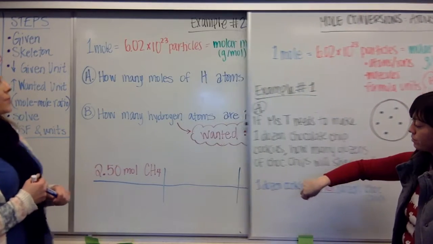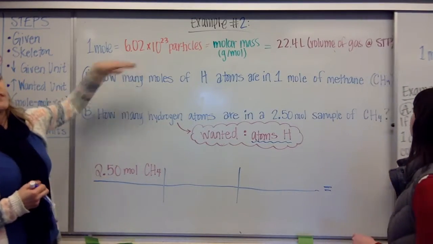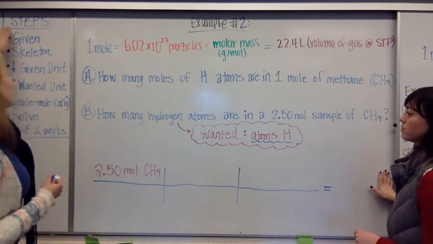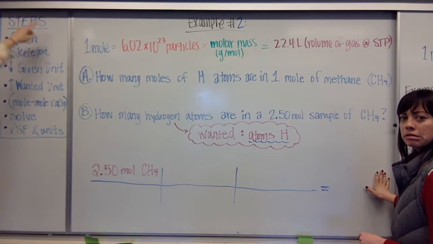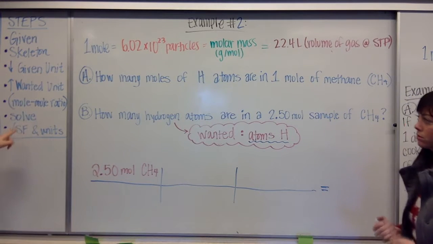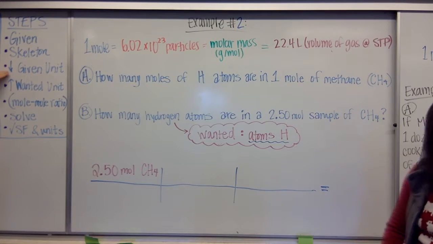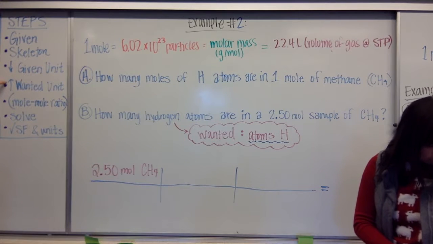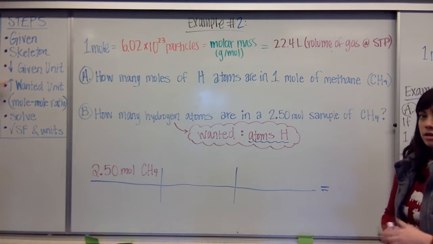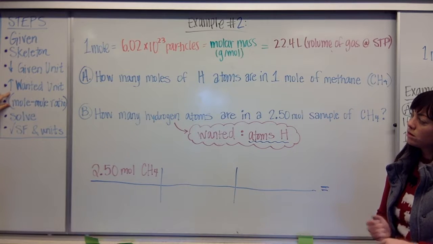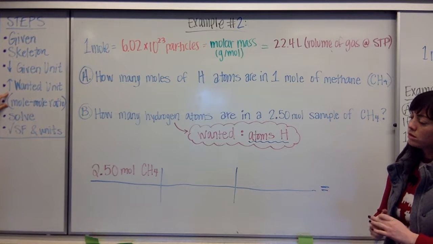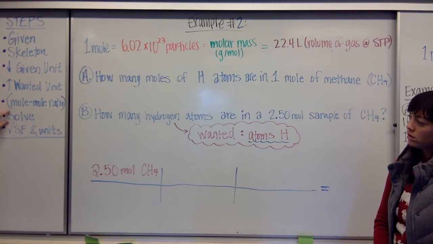All right, so we're going to do another problem here. Again, we have the equivalency statement on the top here for you. You'll also see over here that we have the steps. If you've forgotten how we're doing these conversions, we're always going to start with our given, set up our skeleton. On the bottom, put the given unit. On the top, put the wanted unit. We're going to actually add in this step. It's going to be a mole-to-mole ratio, and you're going to see what that looks like today. Solve, and we'll check our sig figs and units.